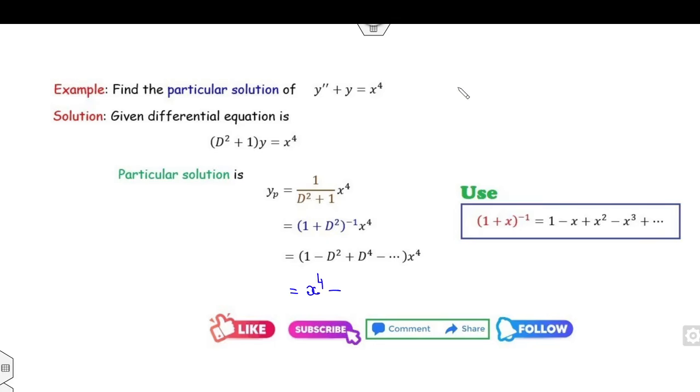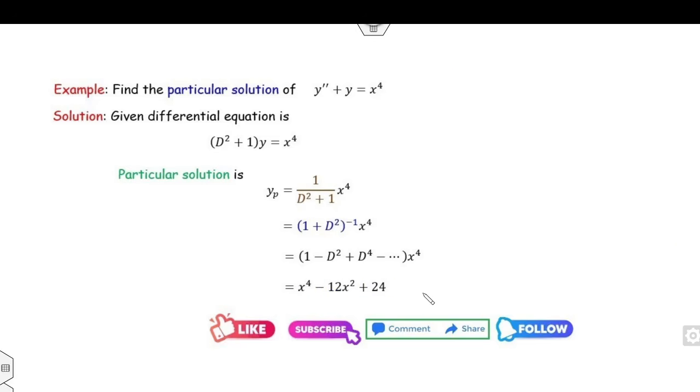What is the second derivative of the x4? The first derivative is 4x cube, second derivative is 12x square. And what is the fourth derivative? Then it is 24x, and the fourth derivative is 24. So that is the right answer of this problem.